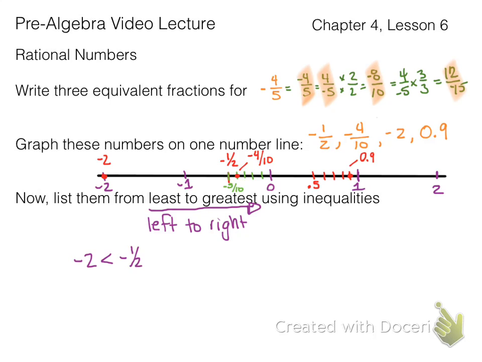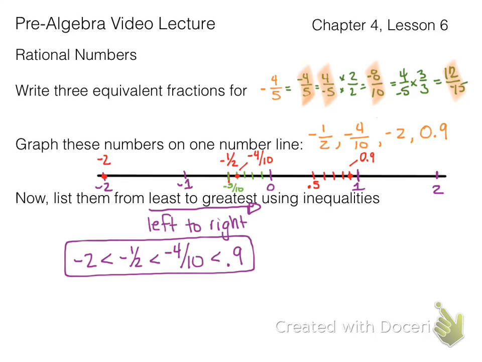So the first number that we had from left to right was negative 2. The next one was negative a half. And so negative 2 is less than negative 1/2. Negative 1/2 is less than negative 4/10. And negative 4/10 is less than 0.9, because we only had 4 of them there. That's right. 0.5, not something we actually had to graph, but I used it to help me graph.